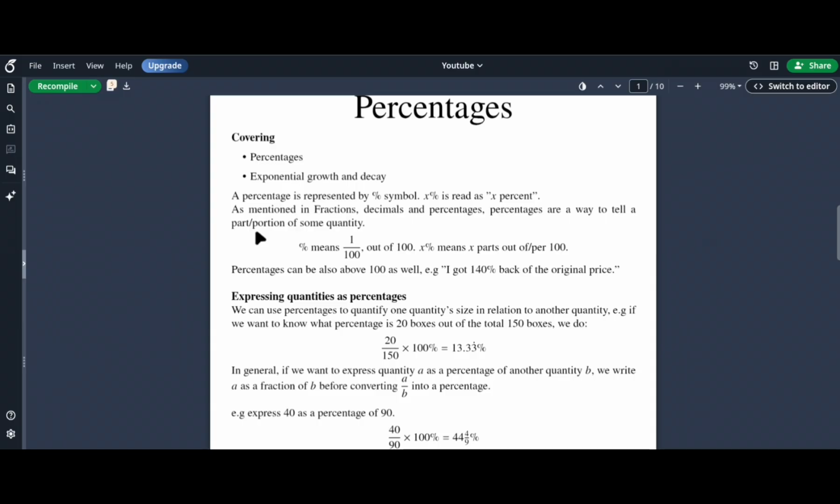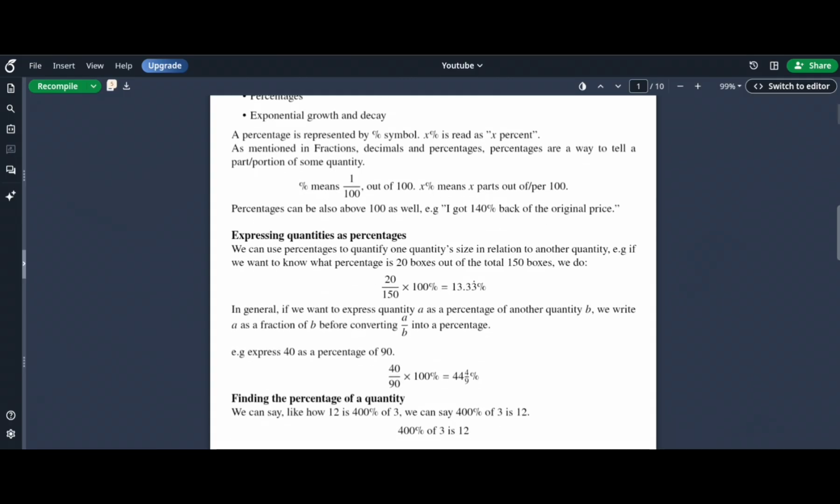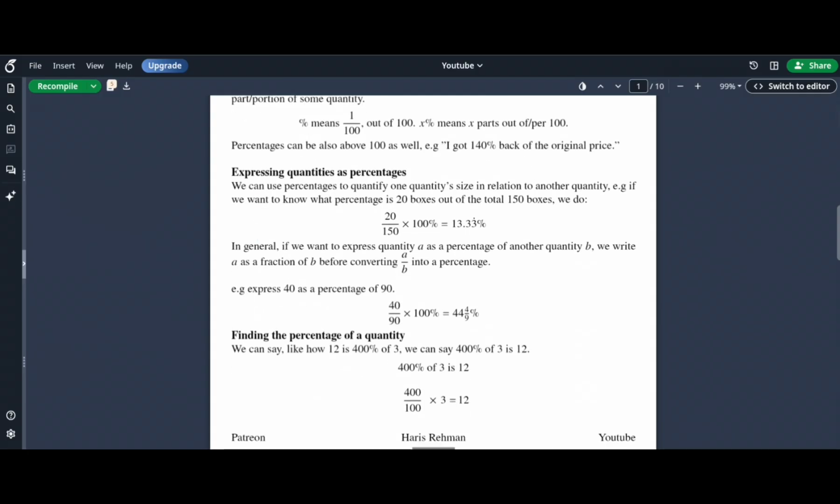You know how the dollar is cents. X percent means X parts out of, or per, 100. A percentage can also be above 100. Example: 140% means he got 140% back of the original price, meaning he got the original price and 40% extra. We will talk about these greater percentages later.